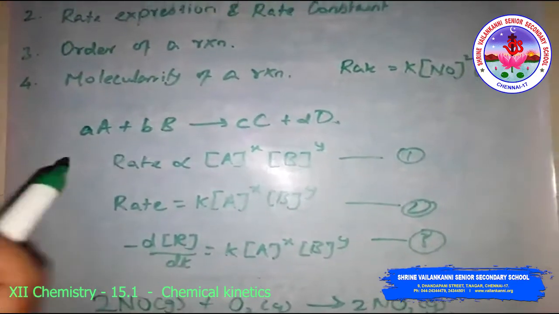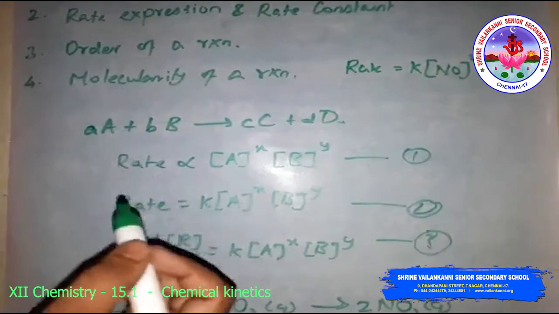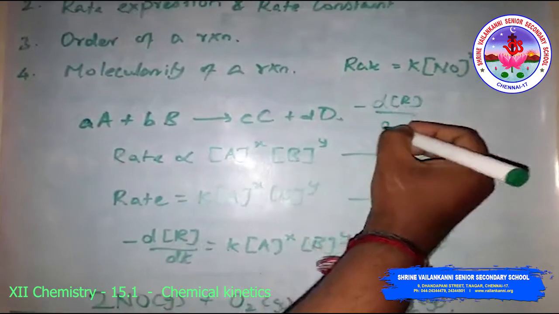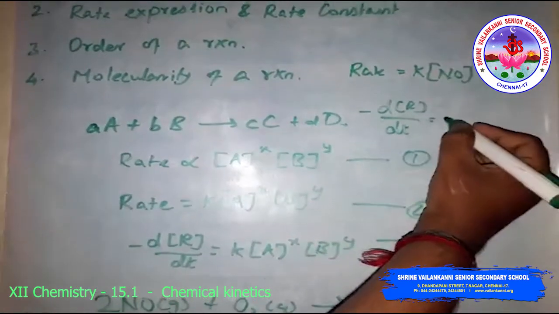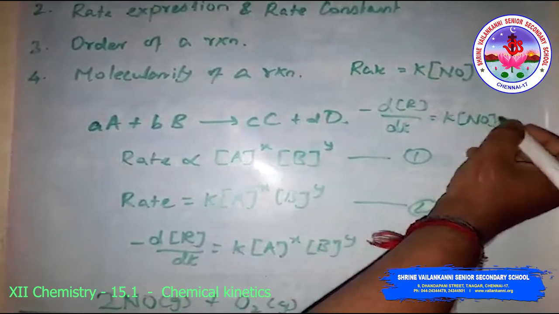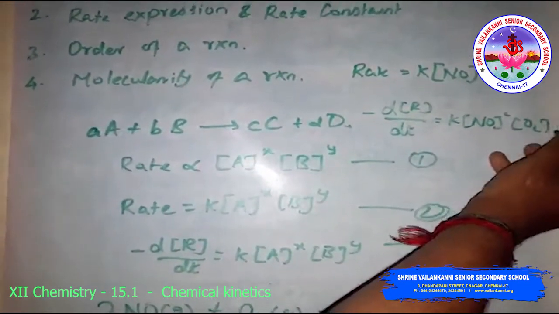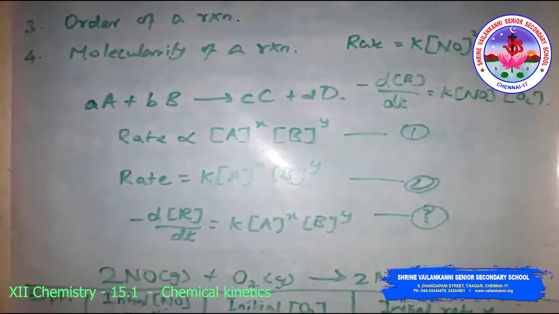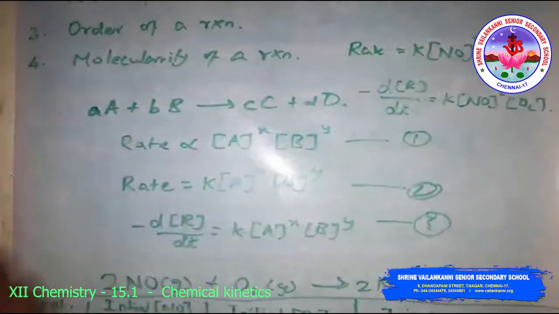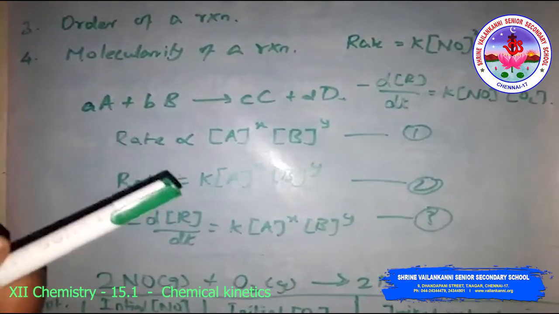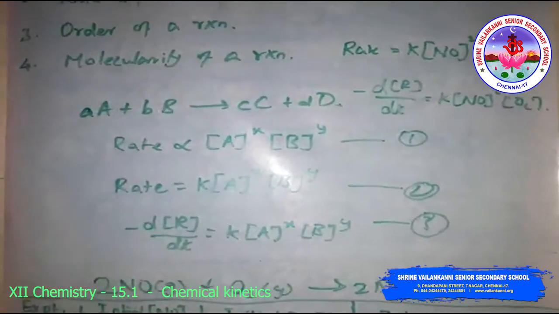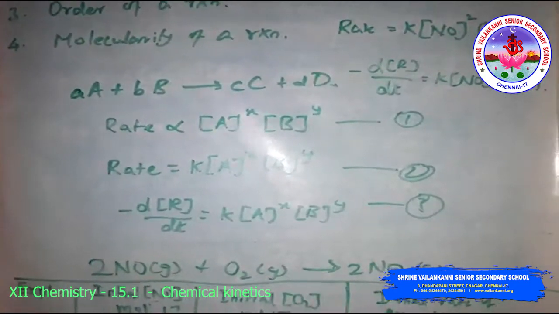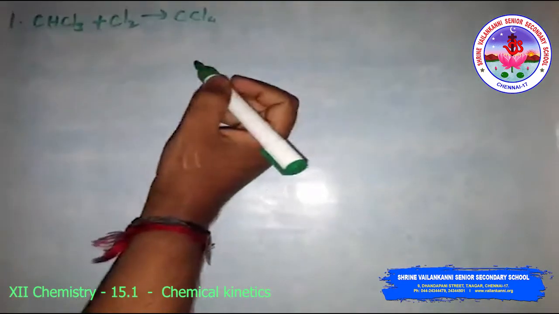Then the differential form of the rate expression will be minus dR by dt is equal to k into concentration of NO power 2 into concentration of O2. So now we observe that for this reaction, the rate equation derived from the experimental data has exponents of the concentration terms that are the same as their stoichiometric coefficients in the balanced chemical equation. See, next, some other examples.